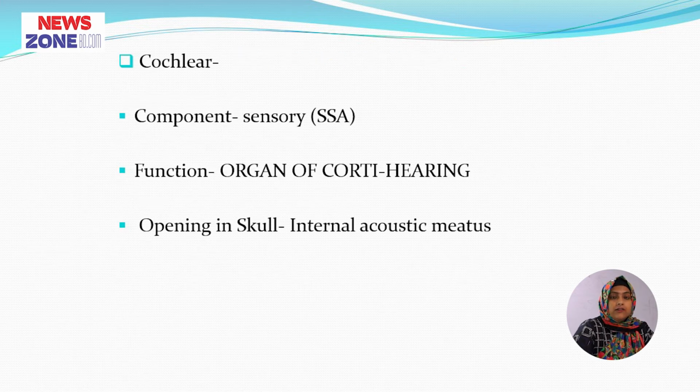And the cochlear part of the vestibulocochlear nerve also carries sensation, it is the special sensory afferent. The function occurs at the organ of Corti. The main function of the cochlear nerve is hearing and it passes through the internal acoustic meatus.